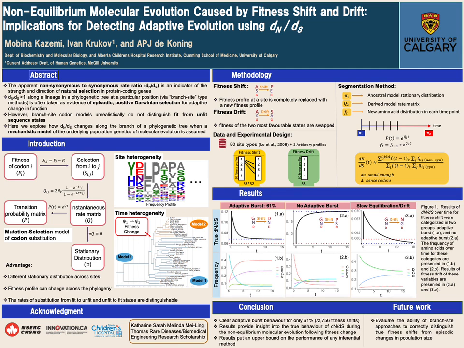In conclusion, we found that only 61% of the fitness shifts have clear adaptive burst behavior in terms of their time-dependent dN/dS properties. Because our evaluation considered the true nature of the evolutionary process under a mechanistic model of time-heterogeneous fitness, these results reflect the best-case scenario that any method of inference can hope to achieve.